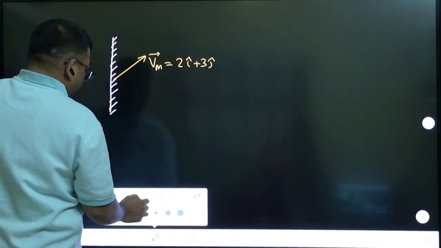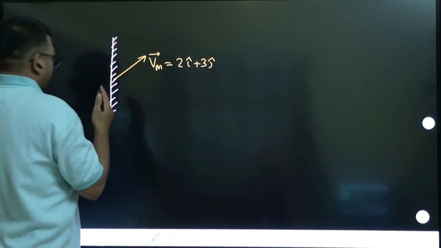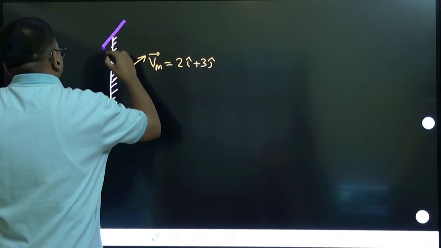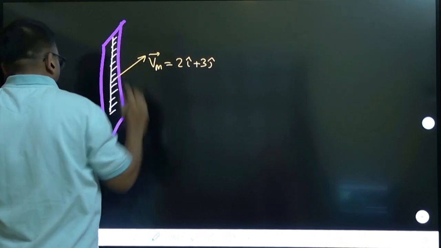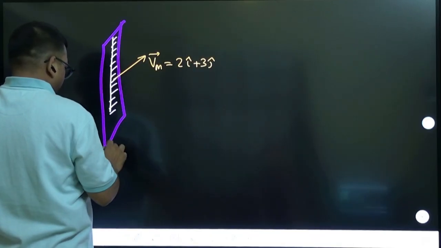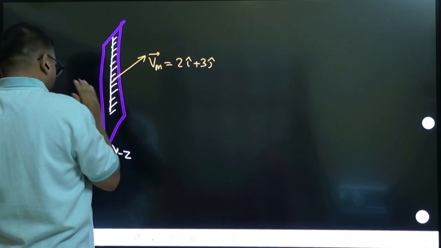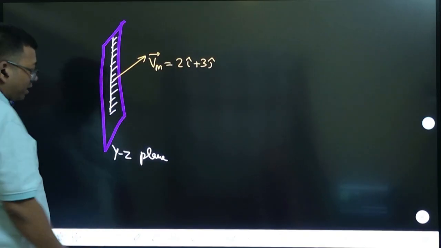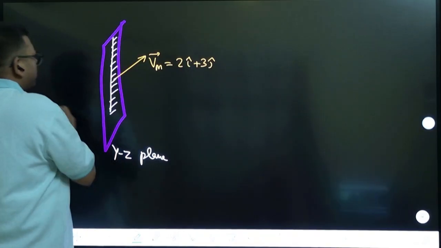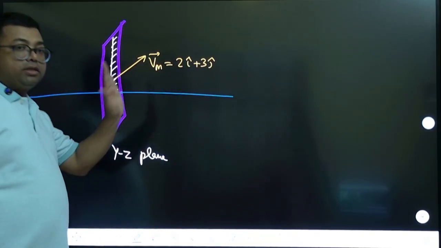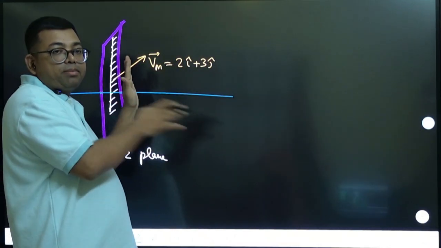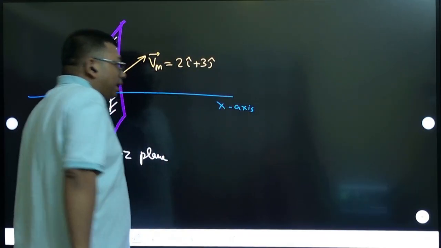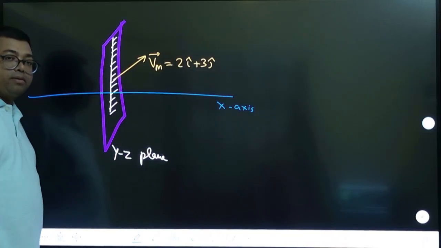Assume that this mirror is along the x-axis, or the mirror is a plane, right? They may give you that this plane is the yz plane. This is y, and this is the yz plane. So the perpendicular to the yz plane is only the x direction. That's what we know, right? This is the yz plane, so perpendicular to the yz plane is the x-axis.